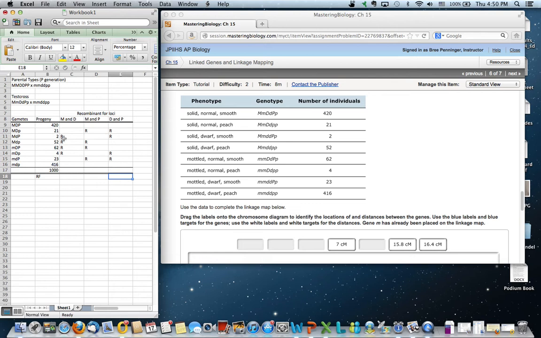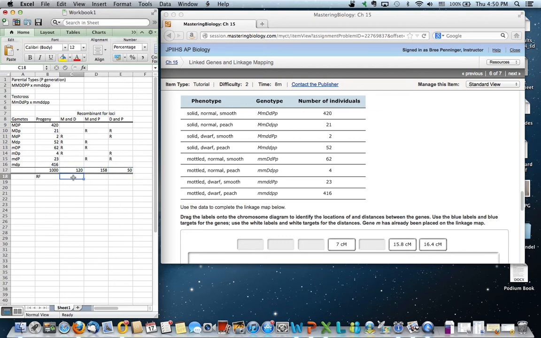What we're going to do is add up how many progeny we have for the recombinants in the first column. So I'm going to do some math, with my trusty calculator that you can't see. 2 plus 52 plus 62 plus 4 gives me 120. And then the next column, 21, 52, 62, 23. This is 158. And then the last one, 21, 2, 4, and 23, and that's 50. All right, so now we know how many of each group are recombinants.